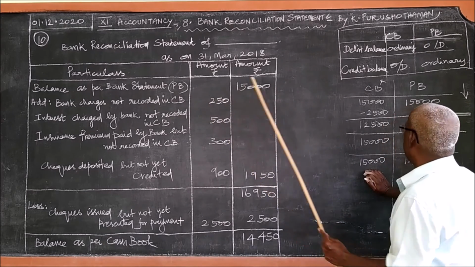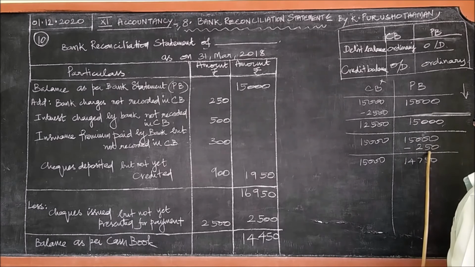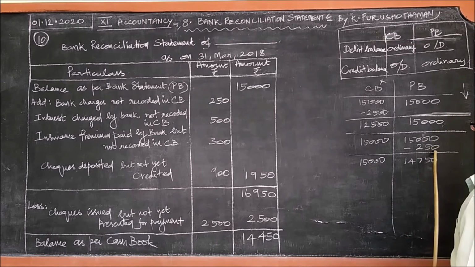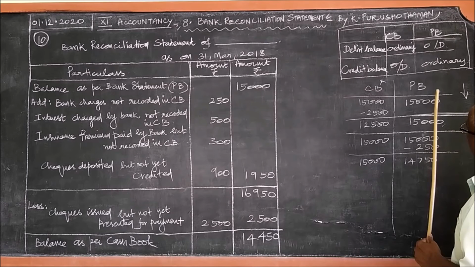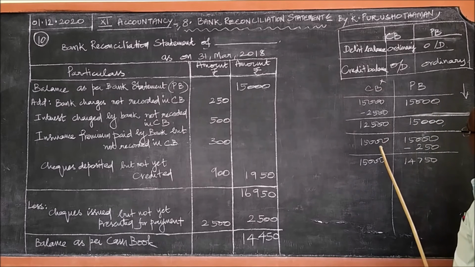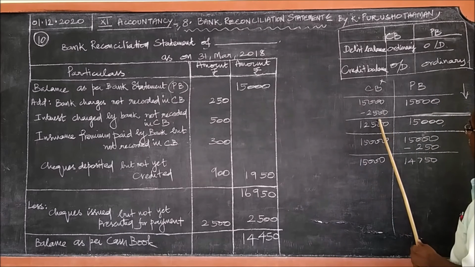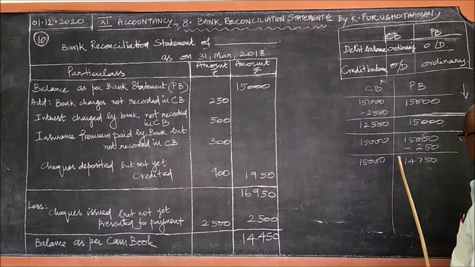But here, bank charges are taken by the bank, therefore it is recorded in the passbook. That is, it is appearing in the statement, but it is not known to the business. Therefore, it does not appear in the cash book.